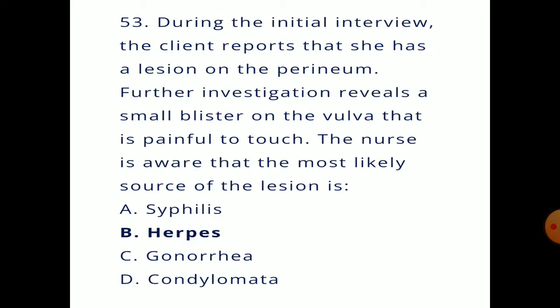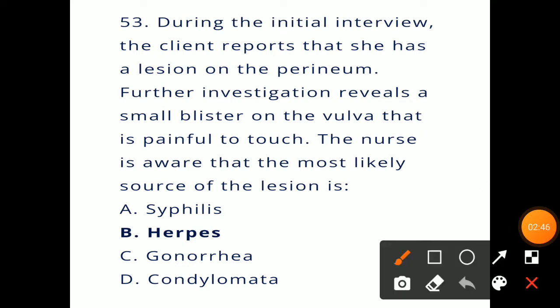Next question. During the initial interview, the client reports that she has a lesion on the perineum. Further investigation reveals a small blister on the vulva that is painful to touch. The nurse is aware that the most likely source of the lesion is: options are syphilis, herpes, gonorrhea, condylomata. Correct answer option B, herpes.